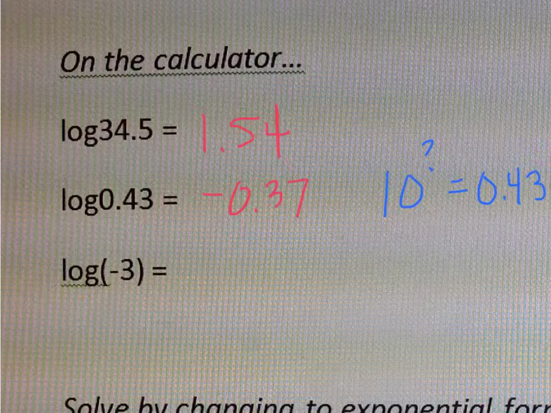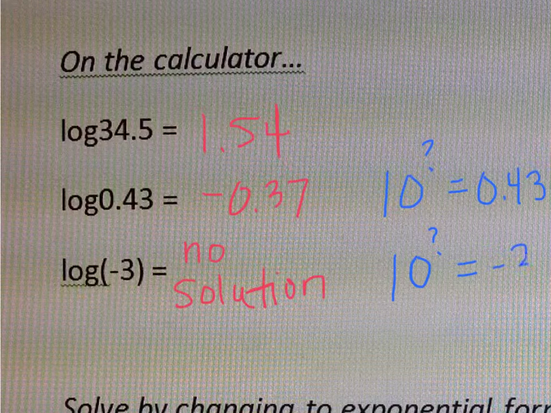For this next one, if you type it in your calculator, it's going to give you an error. There's nothing wrong with your calculator. That's what it should be doing. That means there's no solution. And again, I want you to think about why. It's 10 to some power gives me negative 3. When you look at the graph of an exponential, 10 to the x, we're never going to get negative 3 as a y value because of that horizontal asymptote at y equals 0. So that's why the log of a negative is going to be no solution.